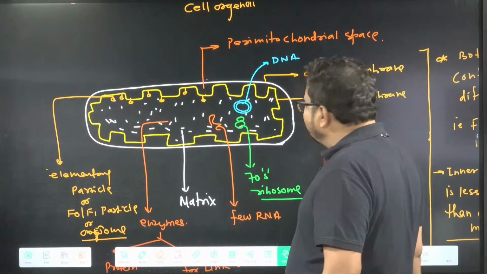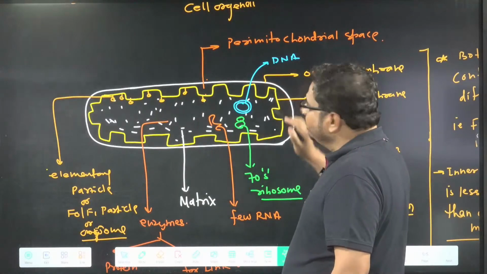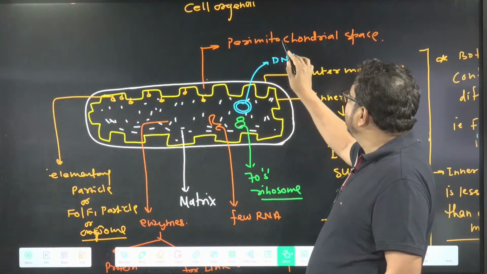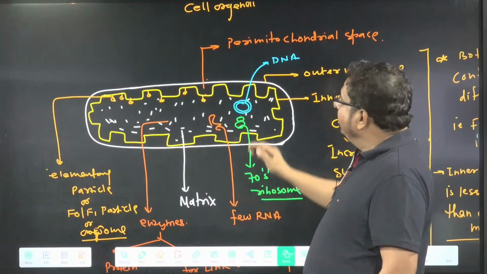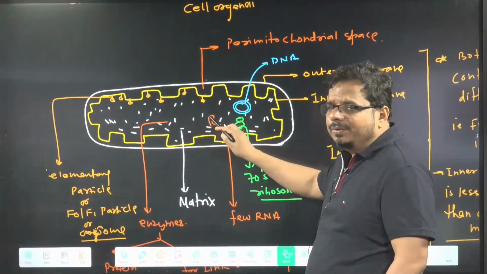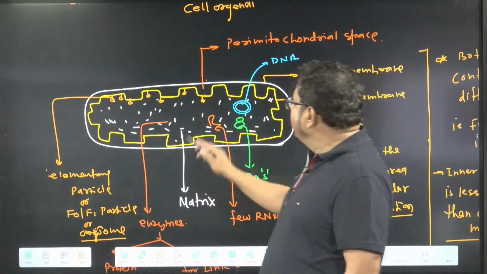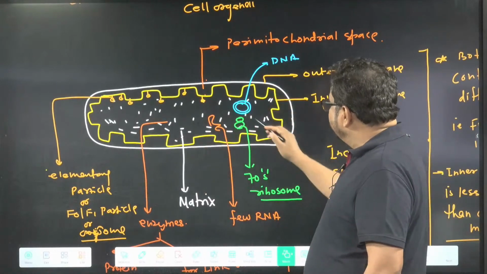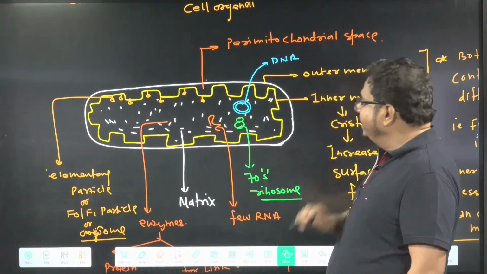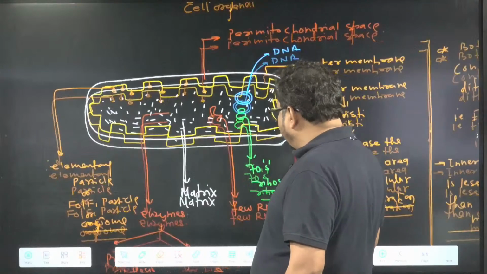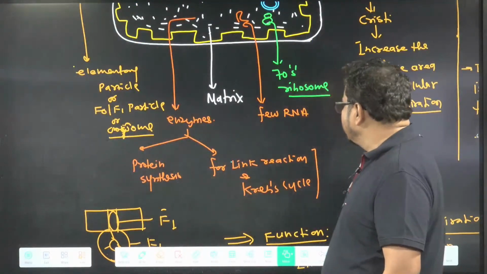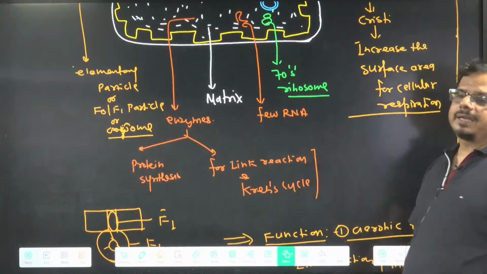So what I am saying: outer membrane, inner membrane. Between the outer membrane and inner membrane, there is a space called perimitochondrial space. Inside the inner membrane, this is the space where the fluid-filled matrix is. In this matrix, DNA is present. In matrix, 70S ribosome is present. In matrix, some RNA is present. And in matrix, enzymes are present. These are the enzymes for protein synthesis as well as link reaction and Krebs cycle.